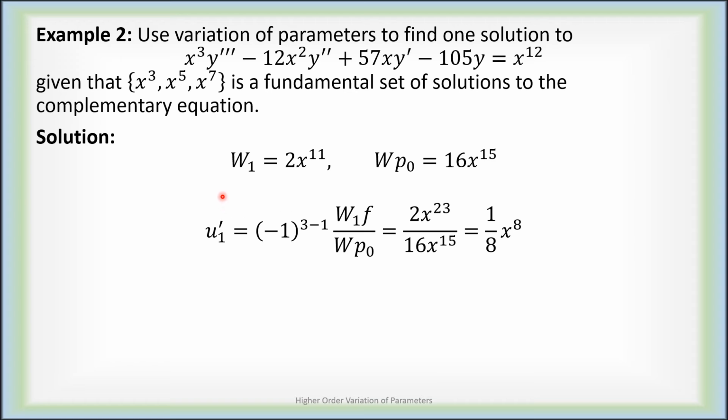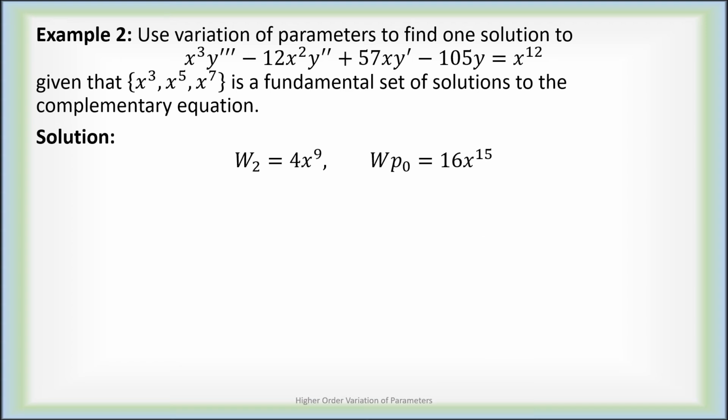So take any antiderivative you want. So let's use a constant of integration, which is 0. So U1 is 1/72 x to the 9th. Multiply it by Y1, the first element of our fundamental set of solutions. So multiply this by x cubed. For U1 Y1, we get 1/72 times x to the 12th.